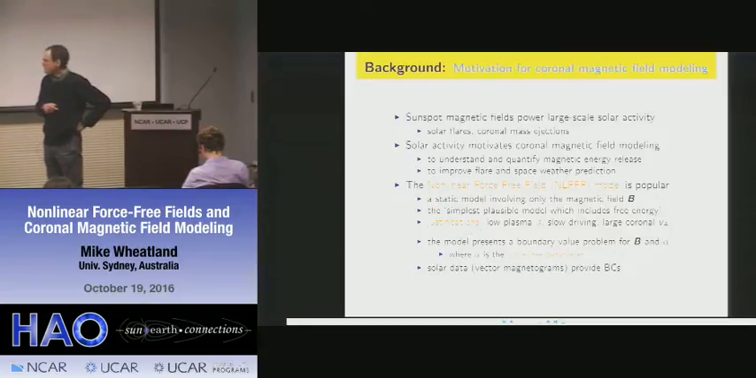So the model's relatively simple in that way. Its simplest plausible model includes free energy, is what I've said. And then it would appear that we have the boundary conditions for the modelling from solar data. So vector magnetograms provide boundary conditions.